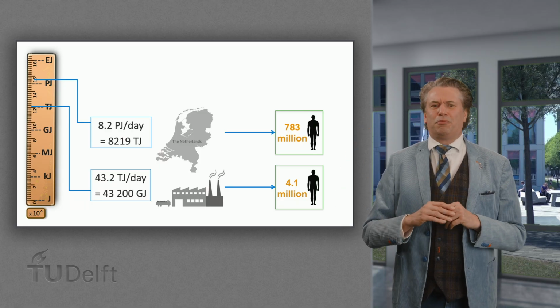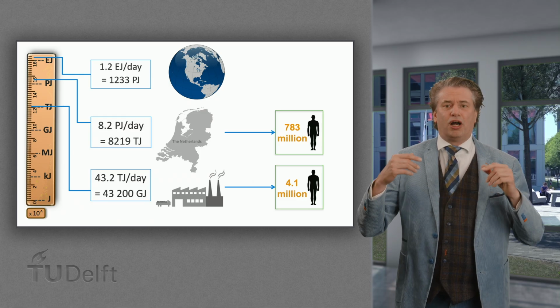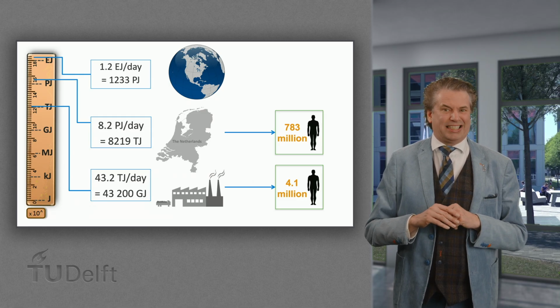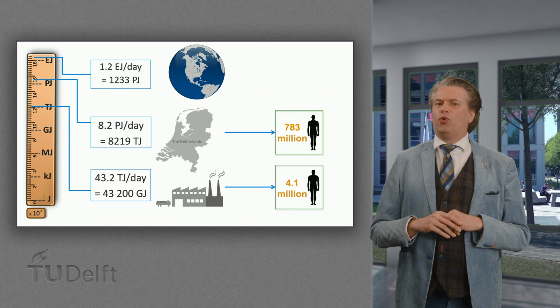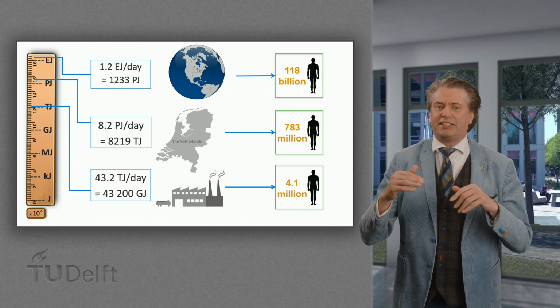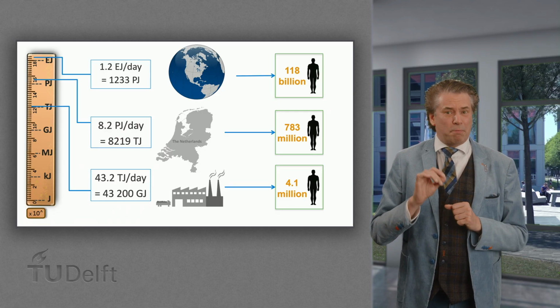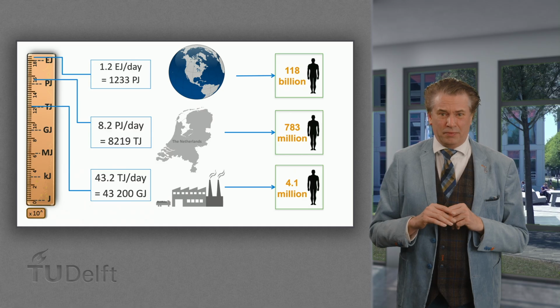Finally, the daily energy consumption of the entire world is approximated at over 1,200 petajoules or 1.2 exajoules. This is equal to 118 billion human units. To put this into perspective, the entire human population on the Earth in 2026 is about 8.3 billion people.